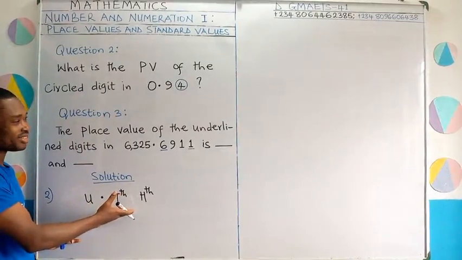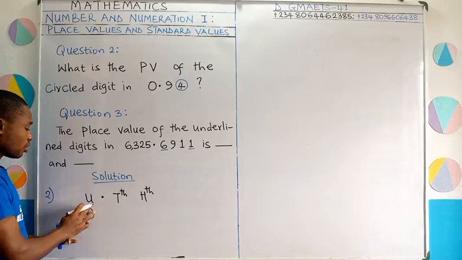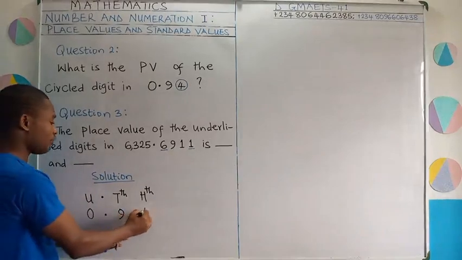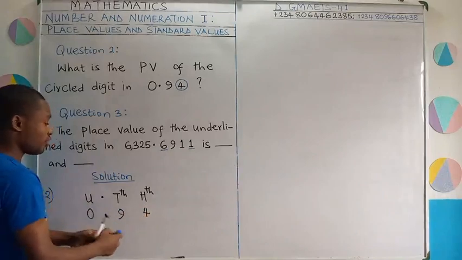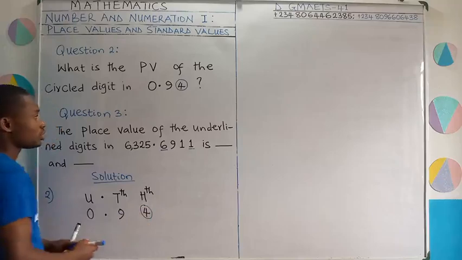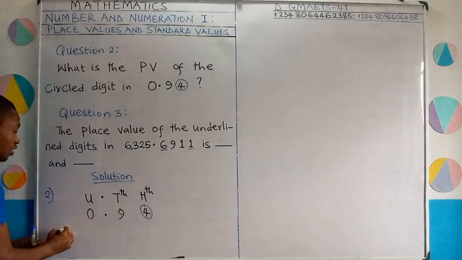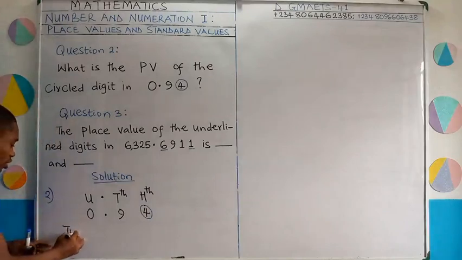Very important. Okay, now this 0 will come under units, then we'll have our decimal point. 9 will come under tenths, 4 will come under hundreds. And then 4 was circled for us. The question said, what is the place value of the circled digit? So, the place value of the circled digit is hundreds.